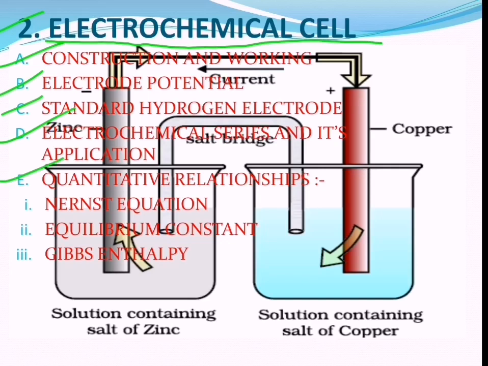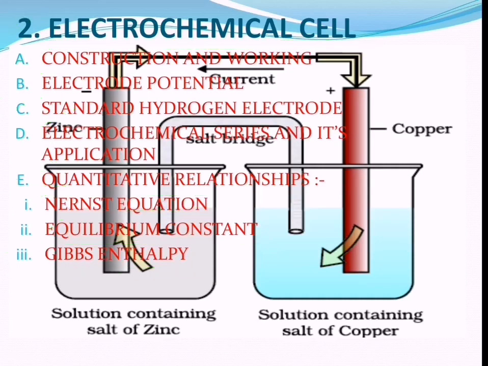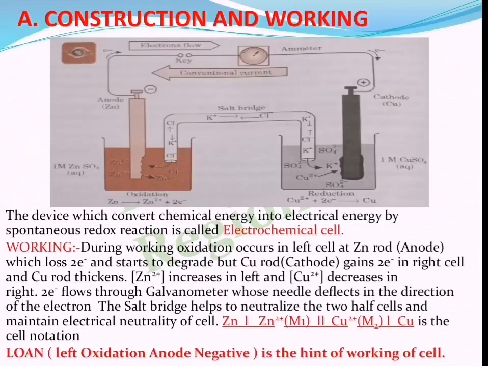Now the fifth topic is quantitative relationship, means some mathematical formula or mathematical relationships. The first formula we see is the Nernst equation, then we study the equilibrium constant, and at last, Gibbs enthalpy, or the maximum work that can be obtained from the cell. These are the subtopics in which I divide the main topic electrochemical cell, so that you can easily understand the further topics. Okay, let's see the next slide, that is construction and working of electrochemical cell.